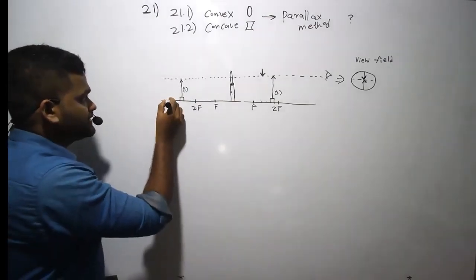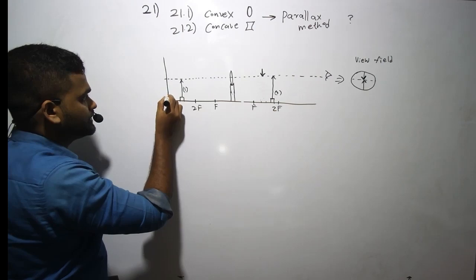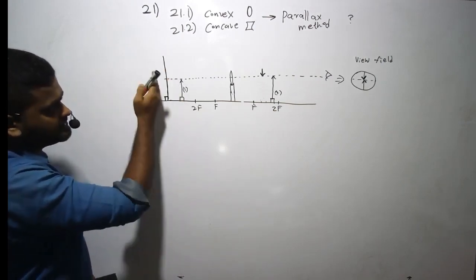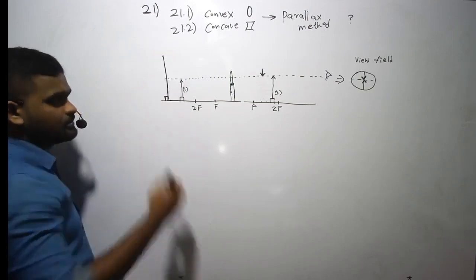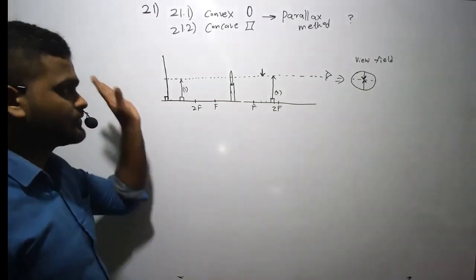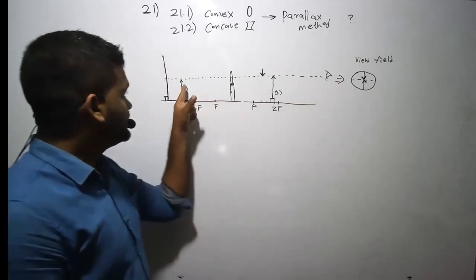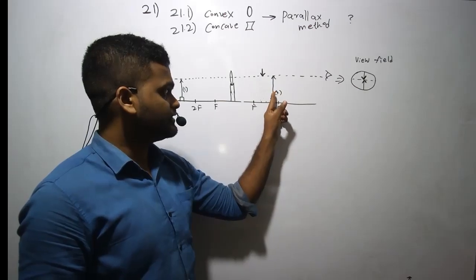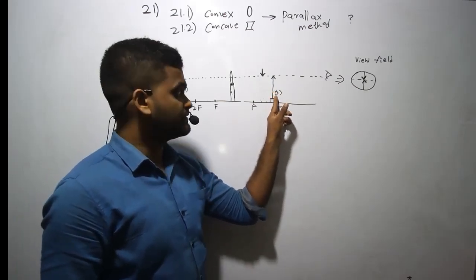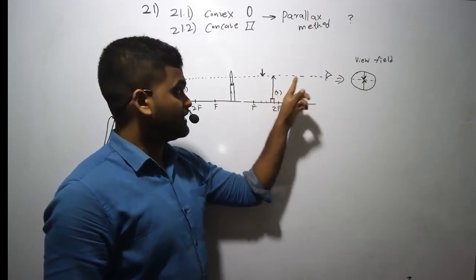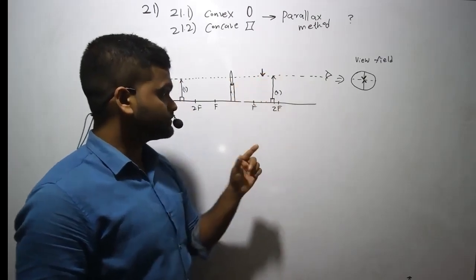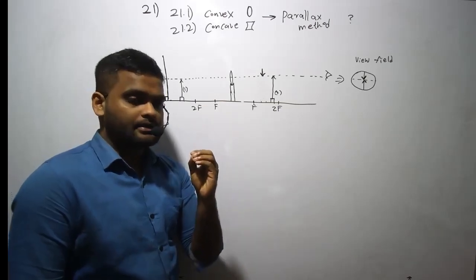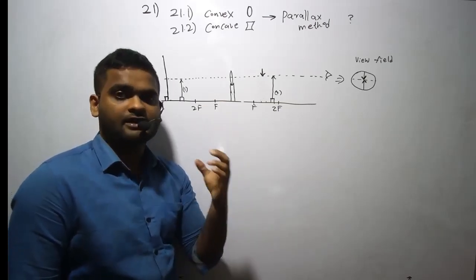That's why you need to place this screen, so the light coming from other objects is stopped by this screen. Now you only see the image of this pin, and in front of that you see this one. This is not an image; you physically see this one, but through the lens you see this object. Okay, that's it.